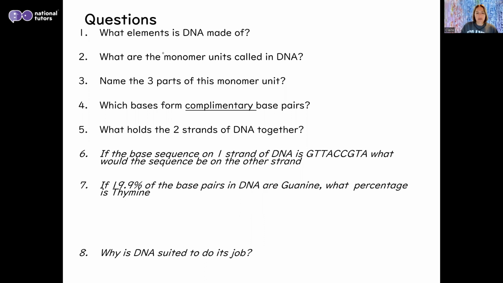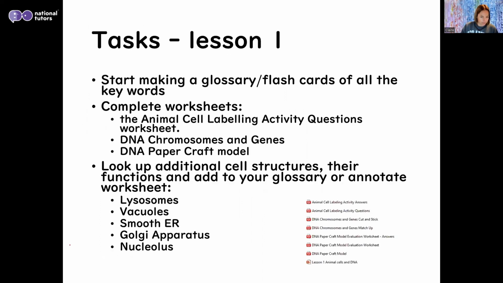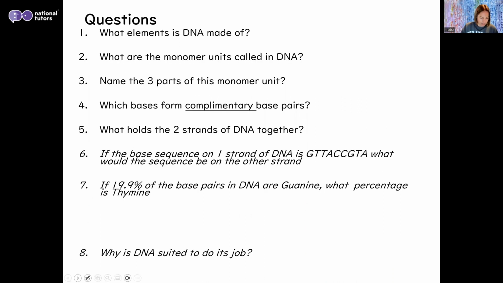So what elements is DNA made up of? Let me just check I can write. Hang on, bear with. I'm going to do blue because I don't like red. So that is your phosphate, your sugar, and your base, and there's four of them. Okay, they're the elements that... what elements is DNA made of?